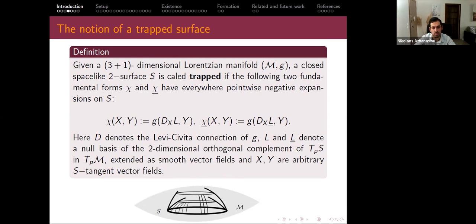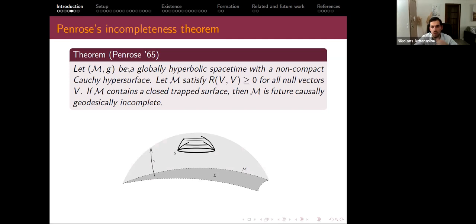The theorem says that if (M, g) is a globally hyperbolic space-time with a non-compact Cauchy surface, and M satisfies this null energy condition for all null vectors V, and moreover M contains a closed trapped surface, then M is future causally geodesically incomplete. And of course, this tells us that we have geodesic incompleteness. This indirectly signals the presence of singularities, but of course it doesn't tell you what type of singularities you're going to meet, whether it's going to be curvature singularities or otherwise.